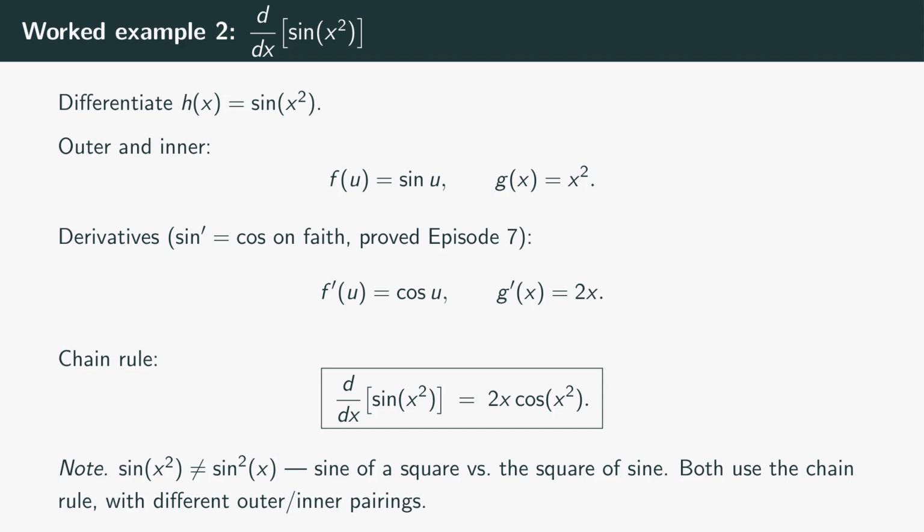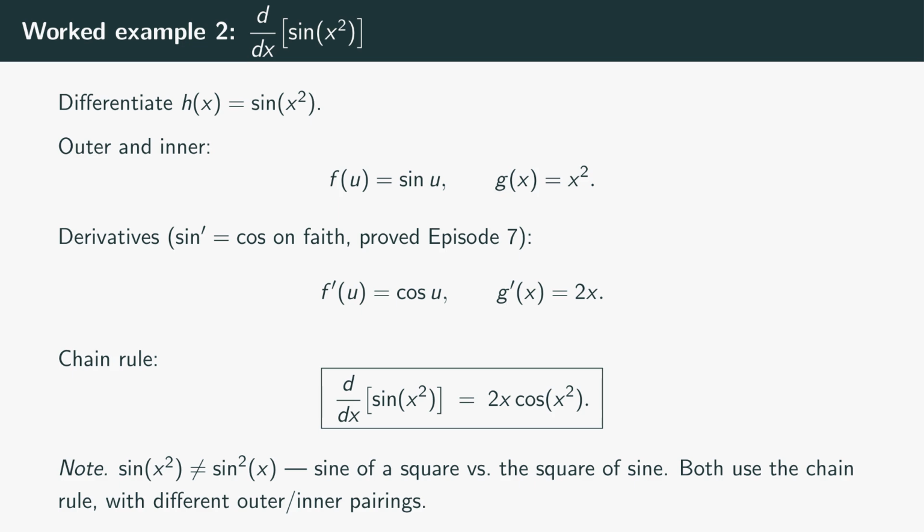Second worked example. Differentiate sine of x squared. The outer function is sine, call it f of u equals sine u. The inner function is x squared, call it g of x equals x squared. Derivatives. F prime of u is cosine u, taking the fact that the derivative of sine is cosine on faith for now. We'll prove it next episode from the limit definition with some trigonometric setup. G prime of x is 2x by the power rule.